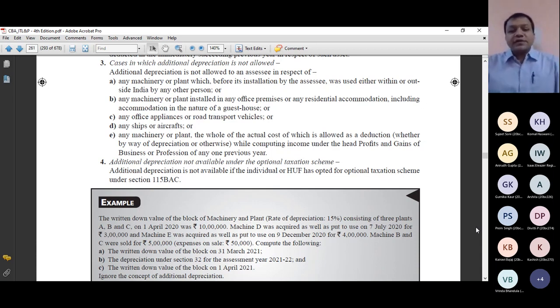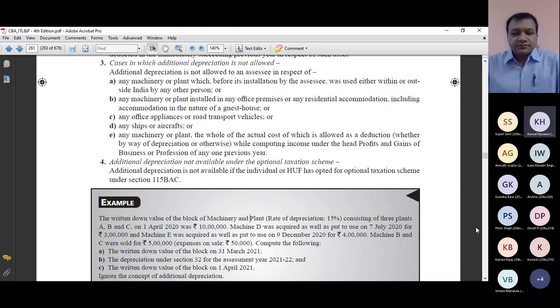Machine E was acquired as well as put to use on 9th December 20. Machine E is also acquired in my year, and it is put to use on 9th December 20. If you count from 9th December 20 till 31st March 21, these are less than 180 days. Now, can you tell me on machine E, how much rate of depreciation will be charged?